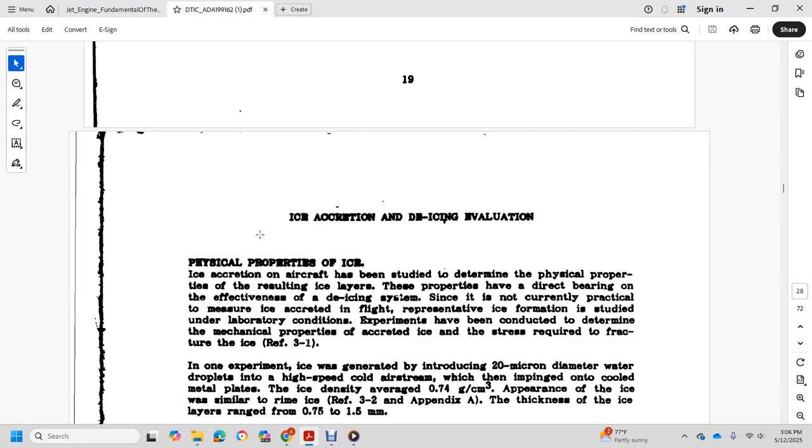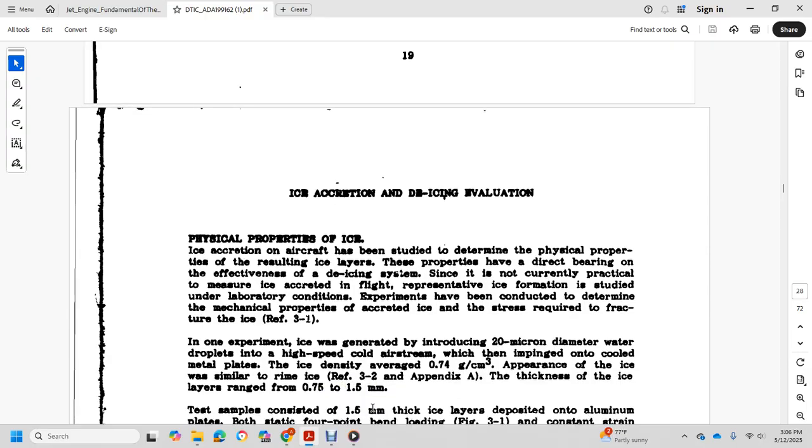In one experiment, ice was generated with 20 micron diameter water droplets introduced at high speed with a cold air stream and then impinging onto cold metal plates. The ice density of 0.74 grams per centimeter cubed appears very similar to rime ice. Figure 3.2 of appendix A shows the thickness of the ice ranging from 3/4 to 1.5 millimeters.